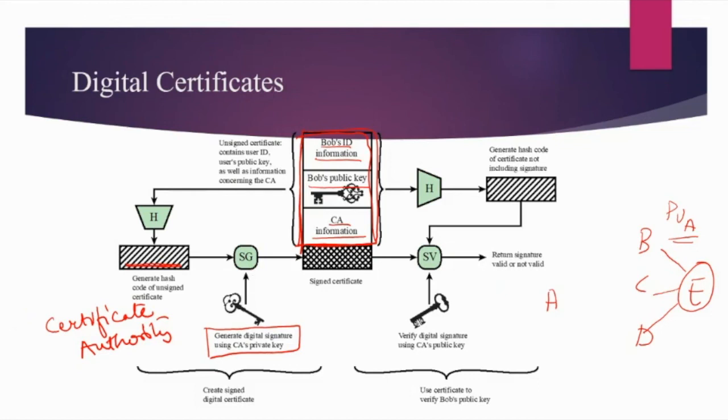Now, who is the signer here? The certificate authority is the signer. The certificate authority will sign it, and this is the signature, and this entire thing now becomes our signed certificate. So the certificate authority will give the signed certificate to Bob. Bob will publish it, and whoever needs Bob's public key can come and get this certificate.